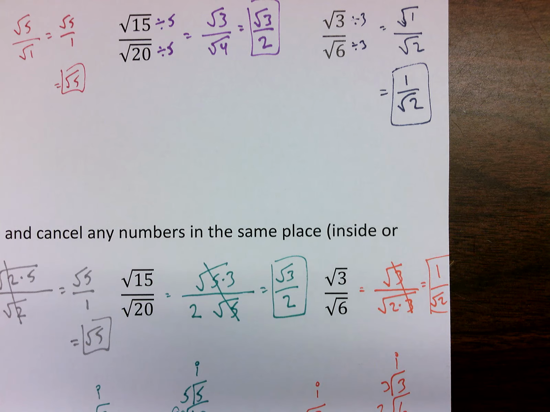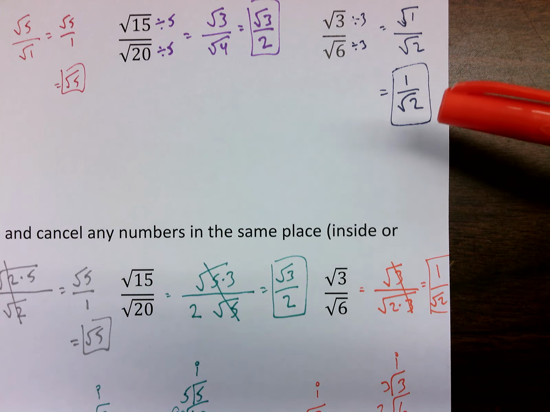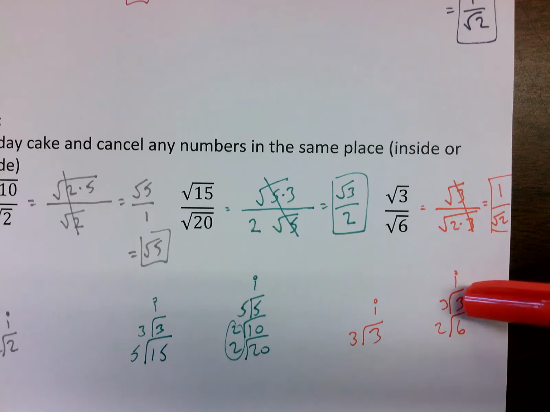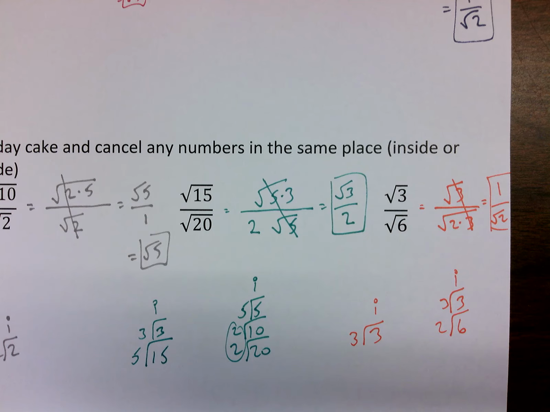It's just a preference, whichever one you like better. So if you're good at simplifying fractions, then you might want to do it this way. If you're really good at birthday caking, you might want to do it this way, and either way is fine.